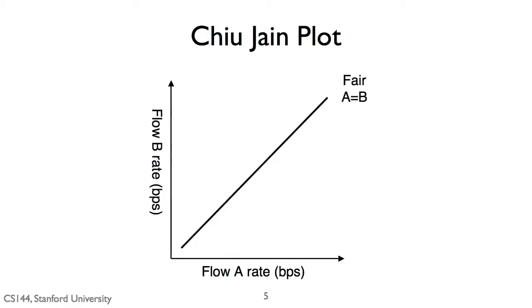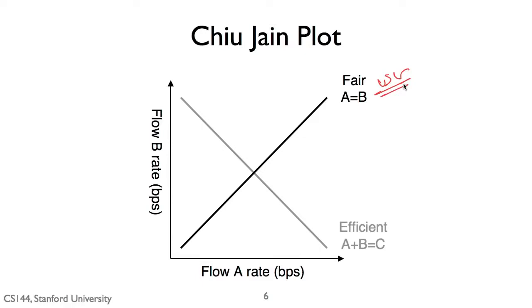Now, if the network is fair, A will be equal to B. That is, the rate which A gets will be equal to the rate which B gets, and so the scatter point dot should fall on this line. And that's the user requirement.